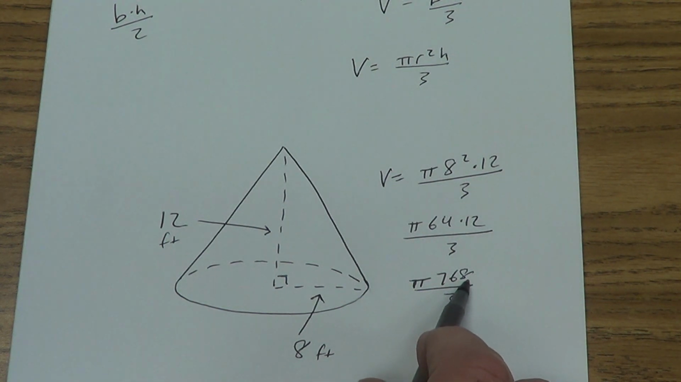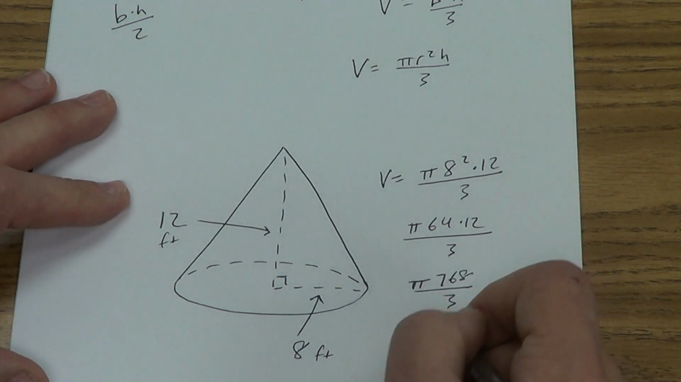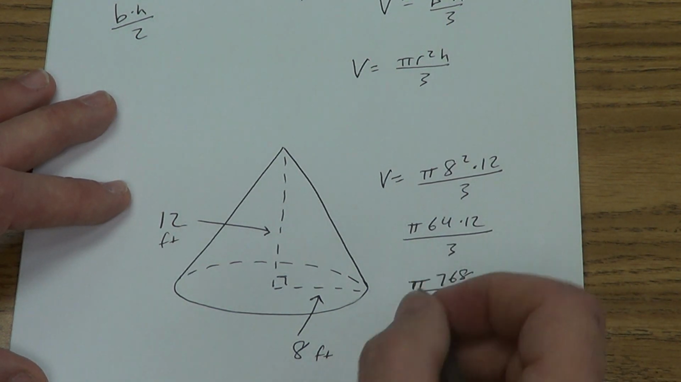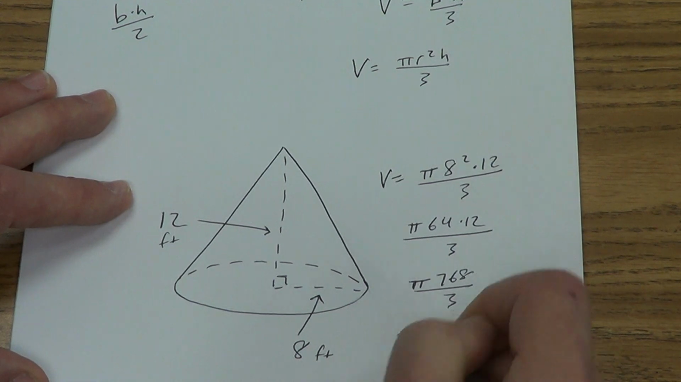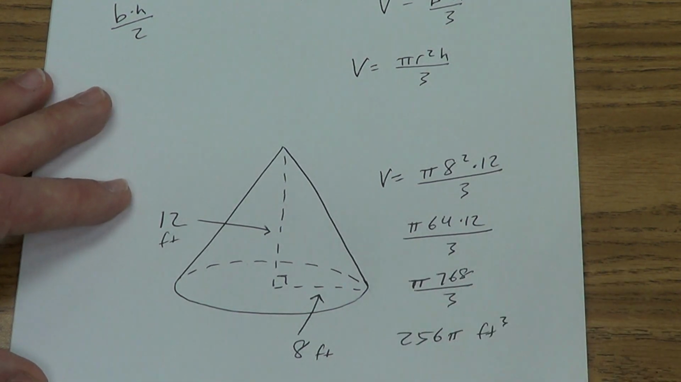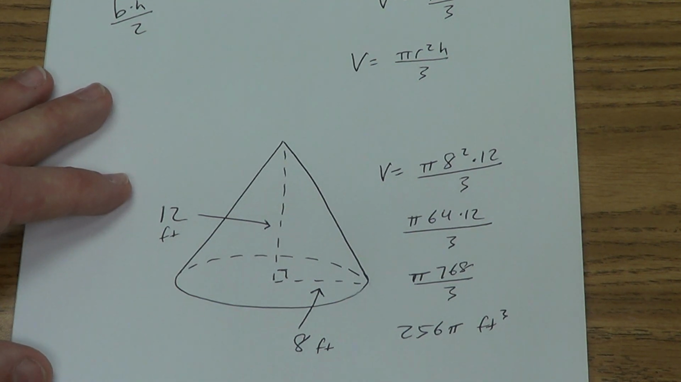21 is divisible by 3, so that means this original number was divisible by 3, and it's 256 if you type it into your calculator. We usually put that first, so 256 pi. We don't put the over 3. We already reduced, remember? And then our label, feet cubed. That's it. Super easy formula to use.